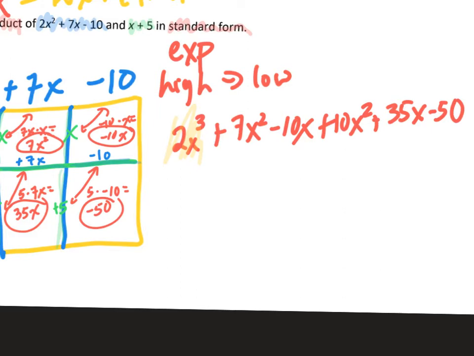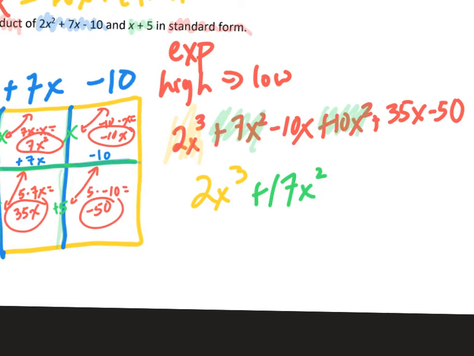There's no like term to combine with it. It would help if you could see it. Let me see. 2x third. There we go. Now, let's move on to our next term, positive 7x squared. I do see that I have a positive 10x squared over here, so I can combine those terms. So plus 7x squared plus 10x squared is 17x squared.